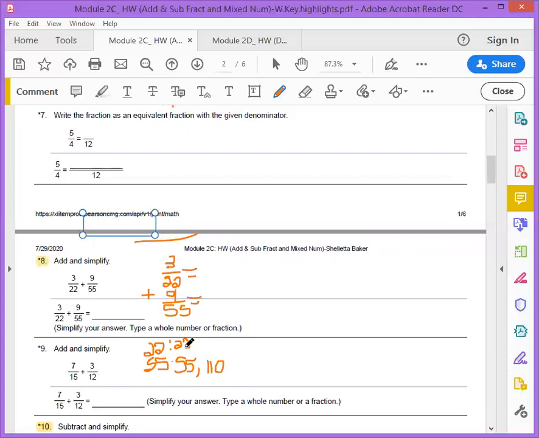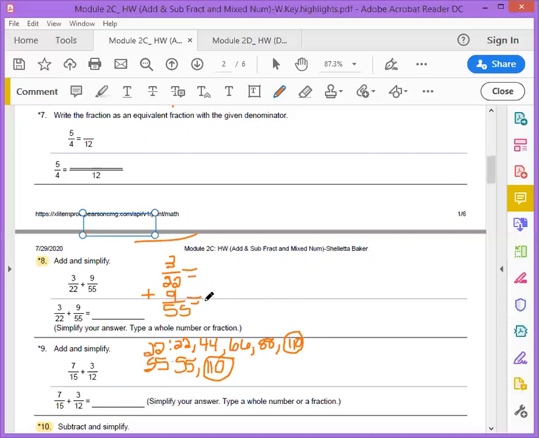And hopefully it's 110. So 22 times 1 is 22, 22 times 2 will give us 44, 22 times 3 will give us 66, times 4 will give us 88, and then 22 times 5 gives us 110. There's our least common multiple.